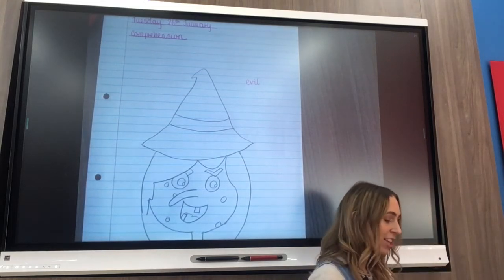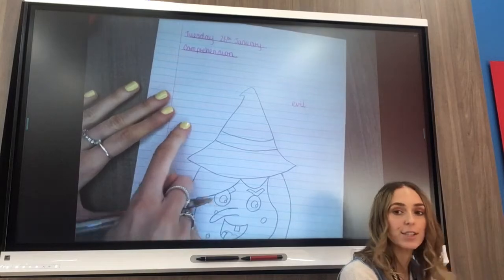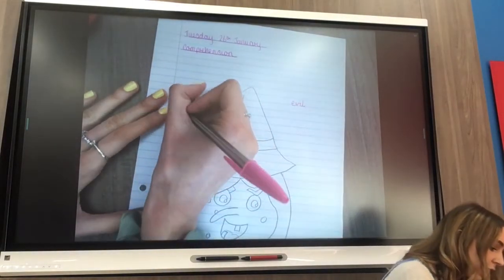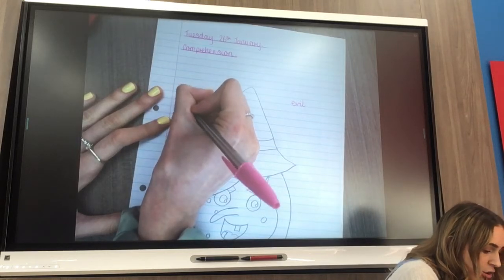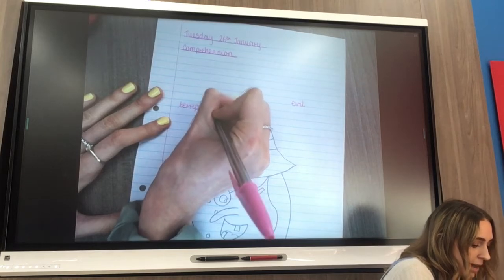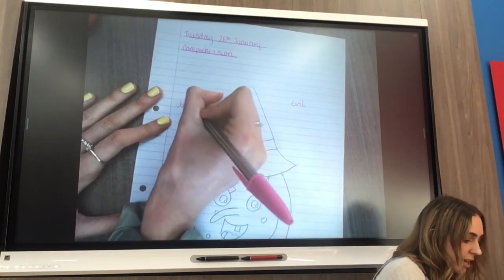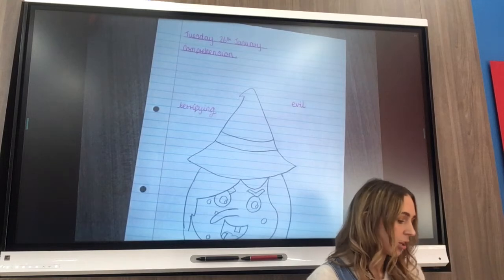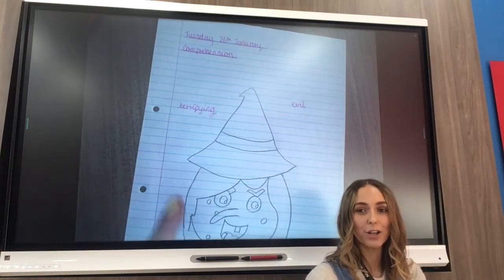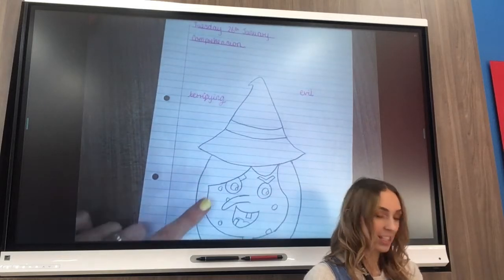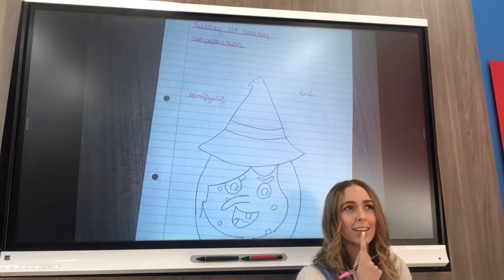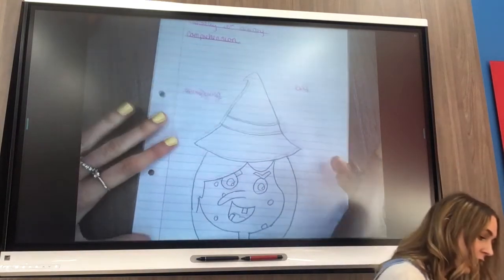What other words can I think of? Terrifying. My witch is terrifying. I'm going to write that one over here so that my adjectives aren't too close together. Terrifying. And I've used my joined up handwriting. Okay, can I think of another one? What do you think she looks like? How can you describe my witch? Spotty. She's got lots of spots on her face. Spotty, is that an adjective? Yeah, it describes my witch.